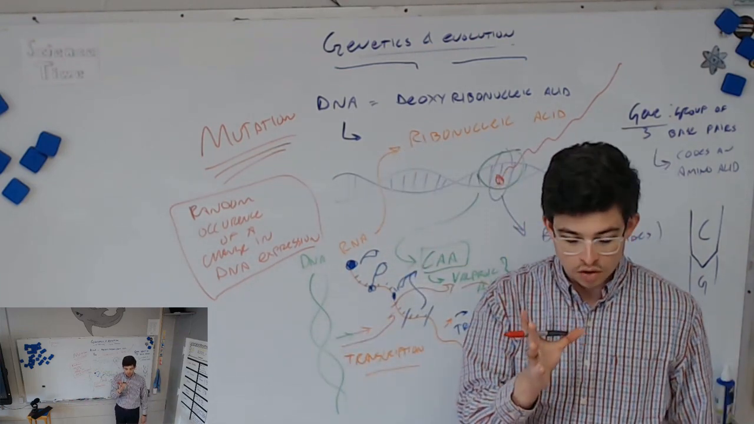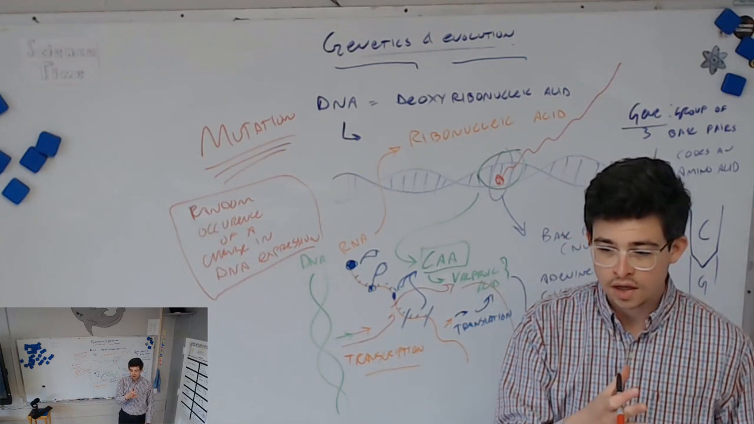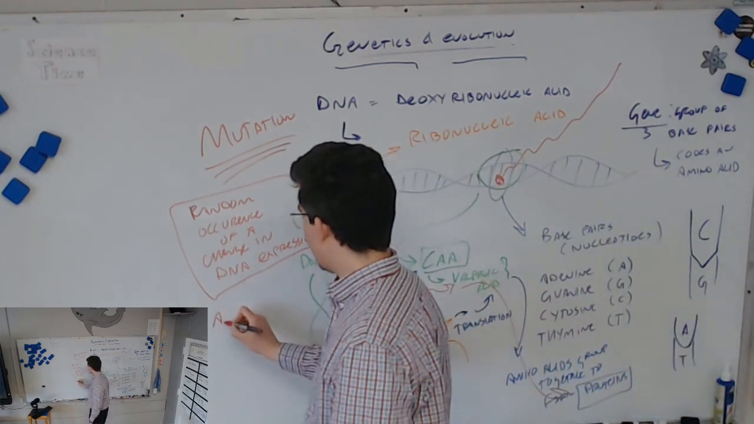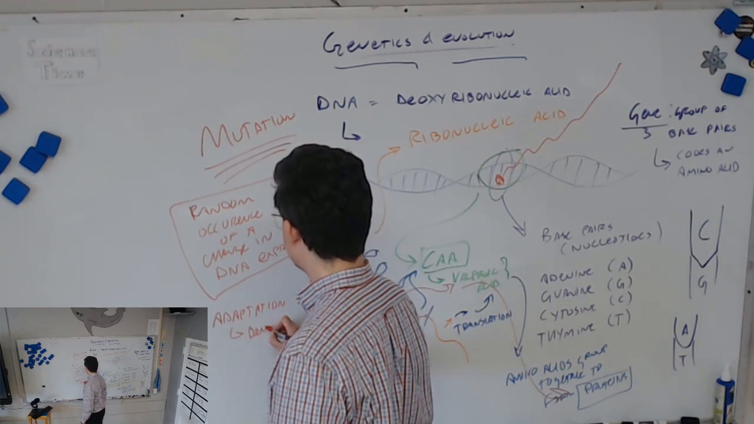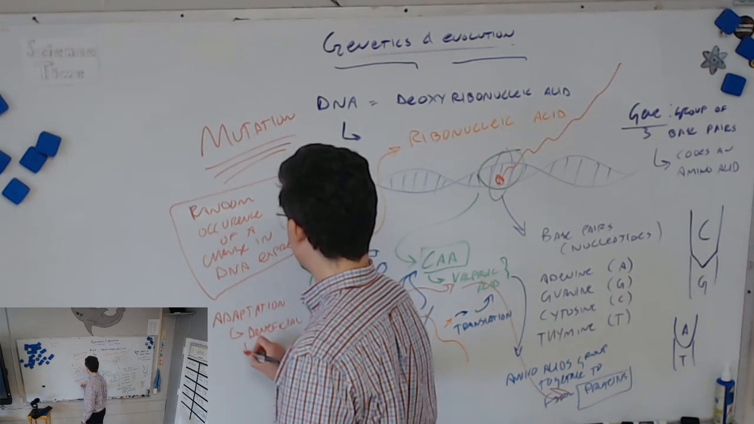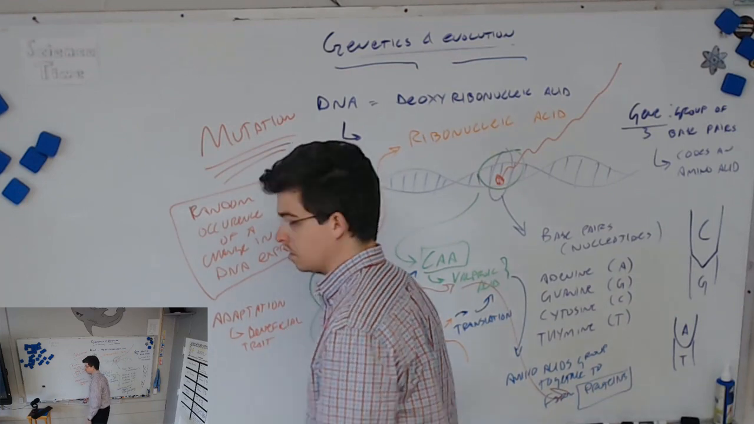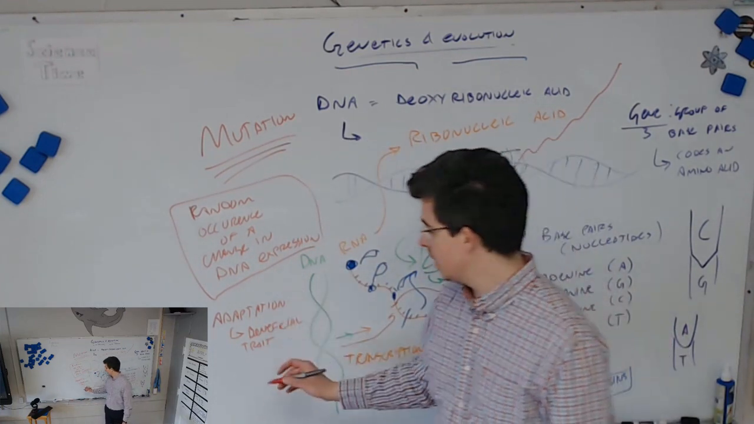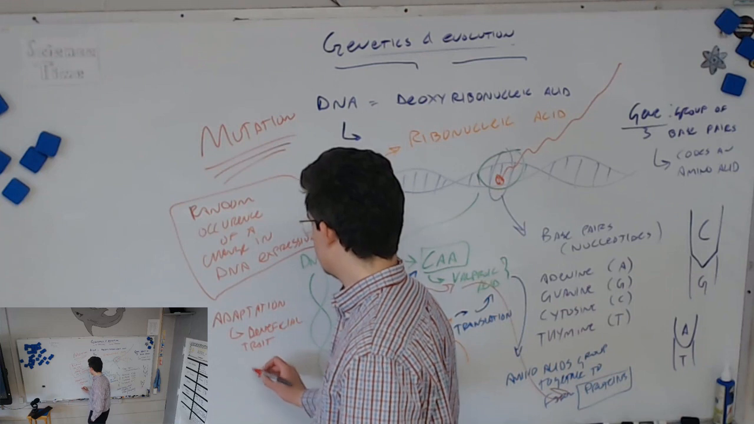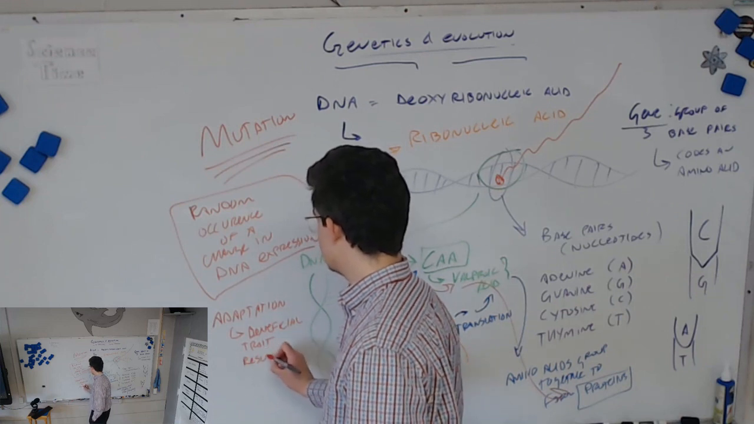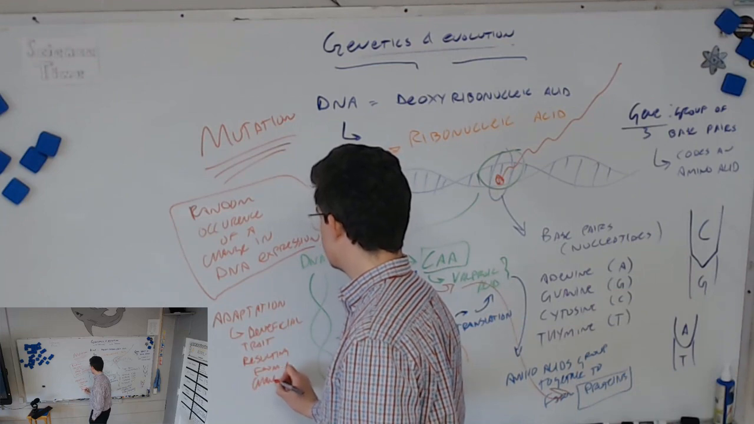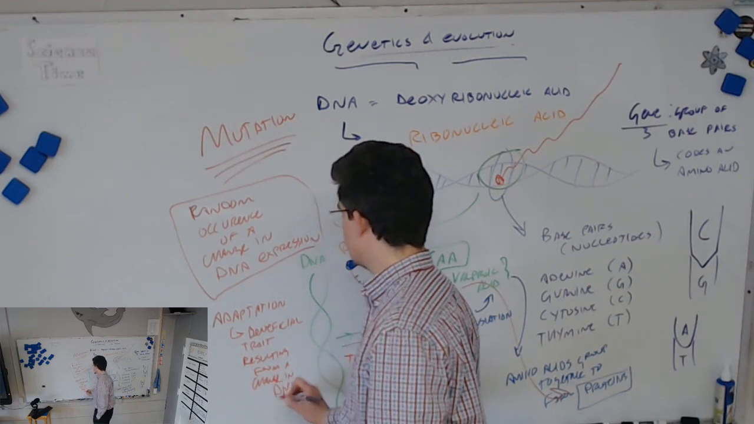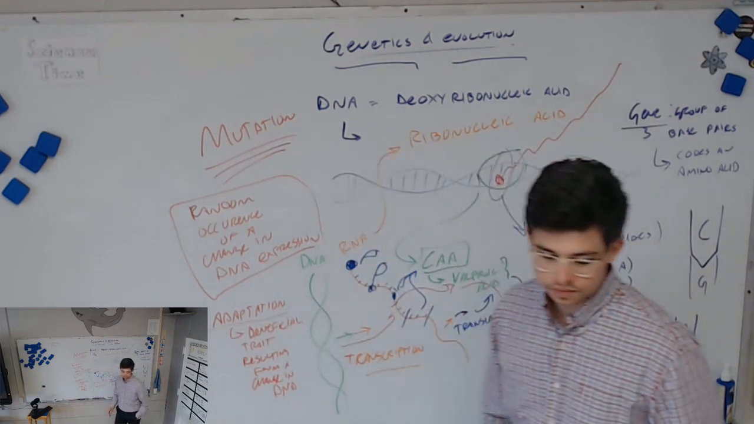But sometimes, rarely, a mutation can cause an adaptation. An adaptation is a beneficial trait that results from not only mutation, but we're going to get to the other thing that it can result from. A beneficial trait resulting from a change in DNA is an adaptation.